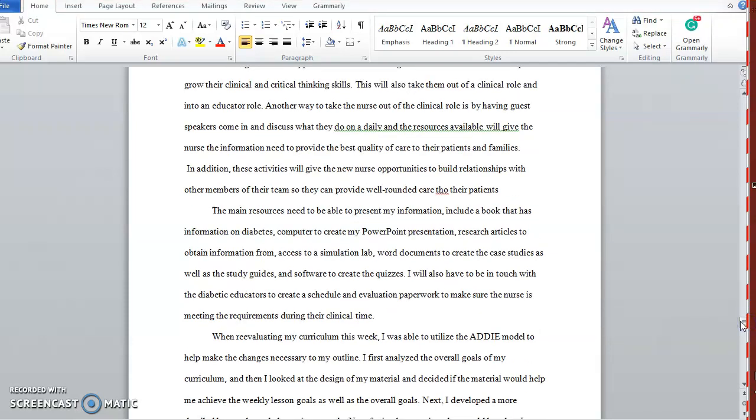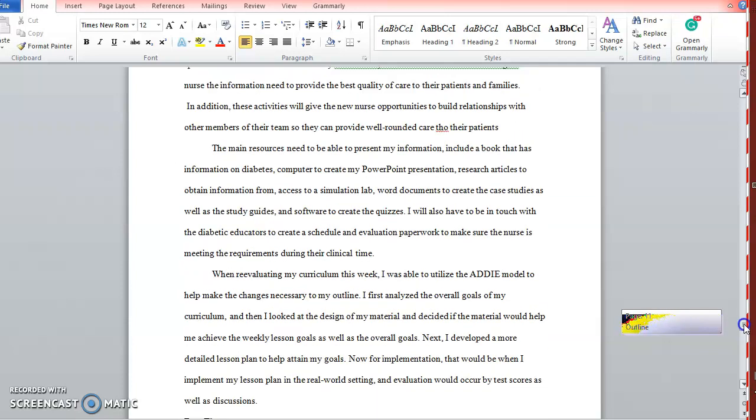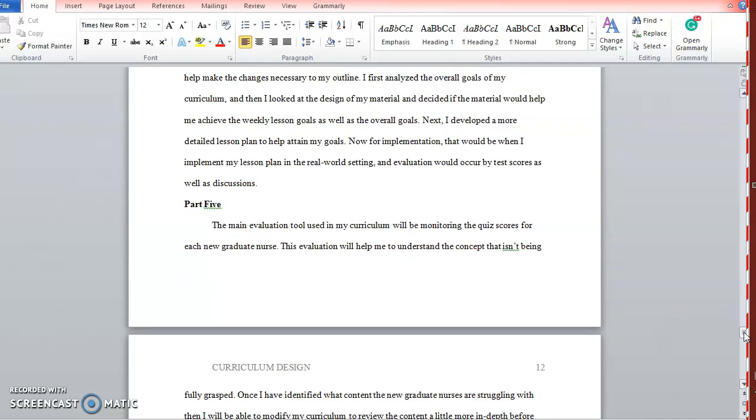The main resources I'm going to use are obviously a book and information on diabetes. They're going to need computers. I'm going to need a computer to create PowerPoint presentations, research articles, access to simulation lab, Word documents to create case studies as well as study guides, and software to help create quizzes. I also am going to have to reach out to diabetic educators and make sure I can create a schedule and evaluation paperwork to make sure that the nurses are meeting the requirements. And then I think that's mainly it.